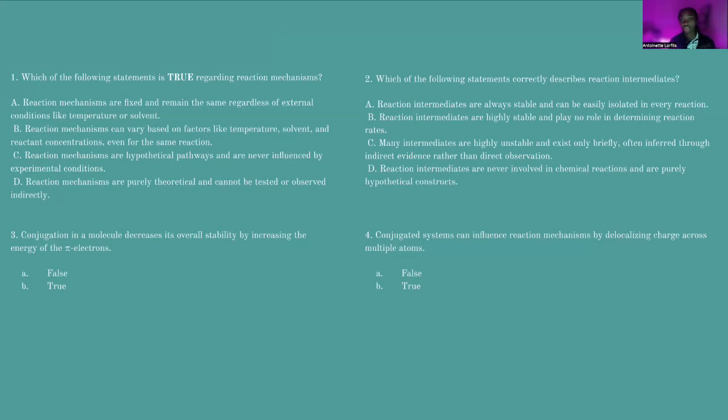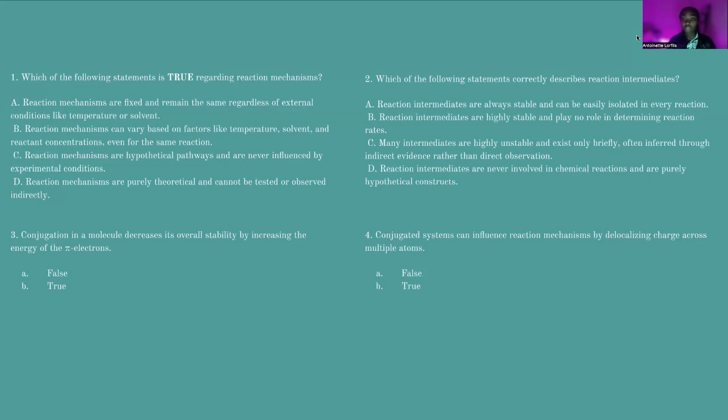Question number 2, which of the following statements correctly describes reaction intermediates? A, reaction intermediates are always stable and can be easily isolated in every reaction. We can easily knock that one off because we do understand that these are not always stable. B, reaction intermediates are highly stable and play no role in determining a reaction rate. We can also cross that one out as well.